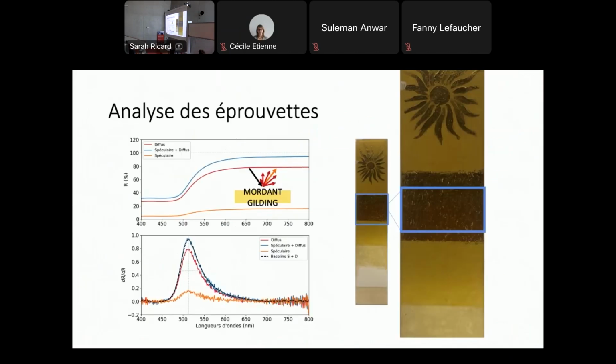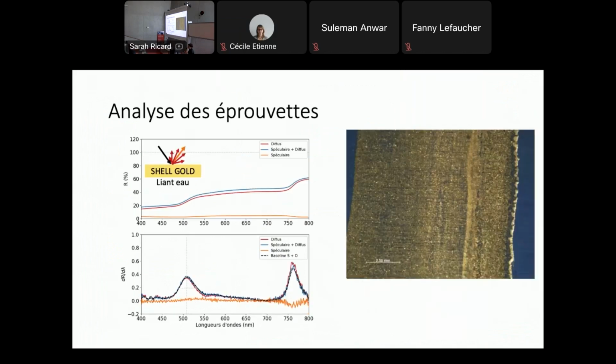Regarding modern gilding, the specular reflection is much lower, as you have it in orange, while the diffuse reflection is much higher. So it allows us to simplify the models: burnished water gilding has a very specular reflection, and modern gilding has a very diffuse reflection.